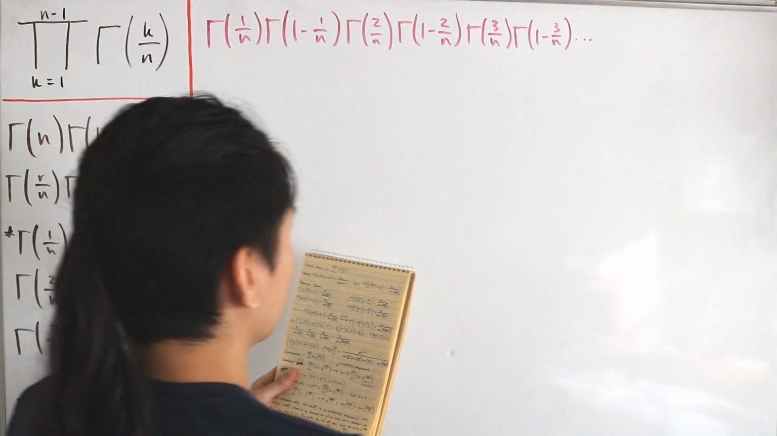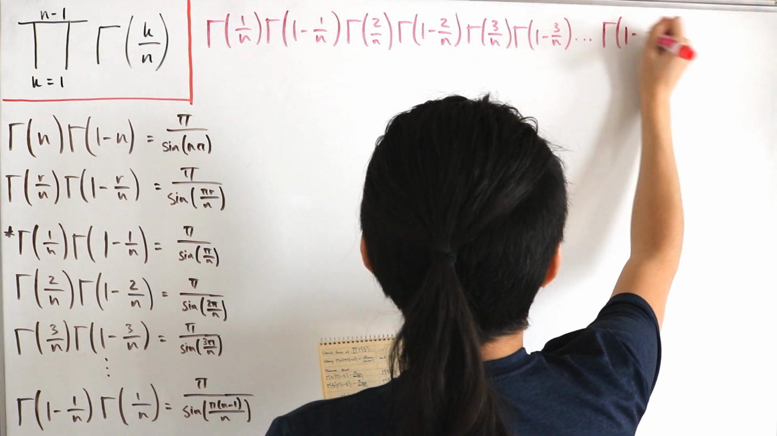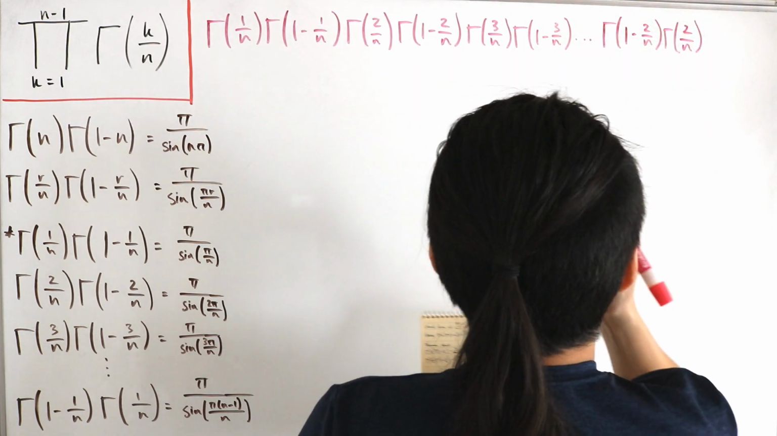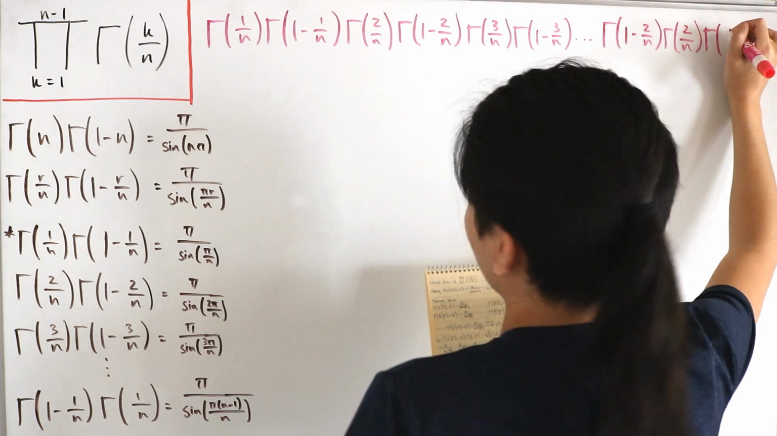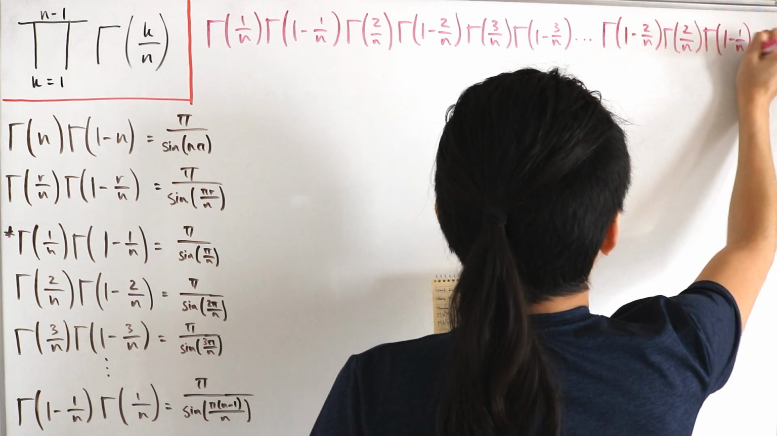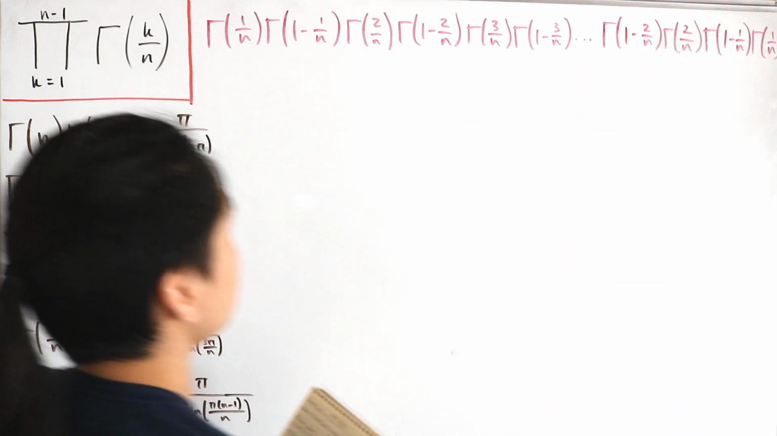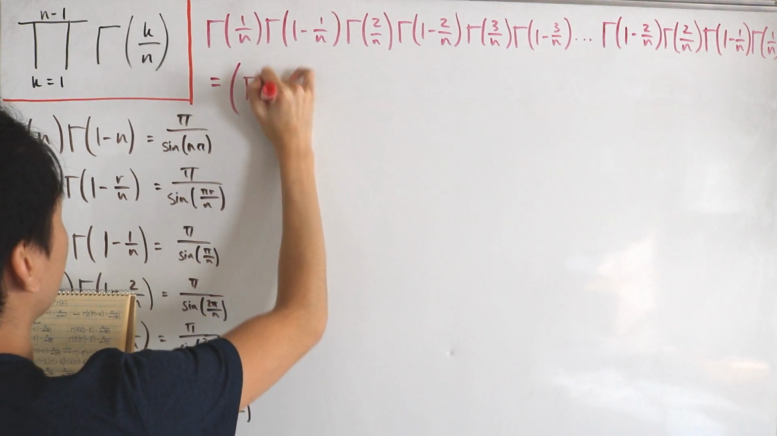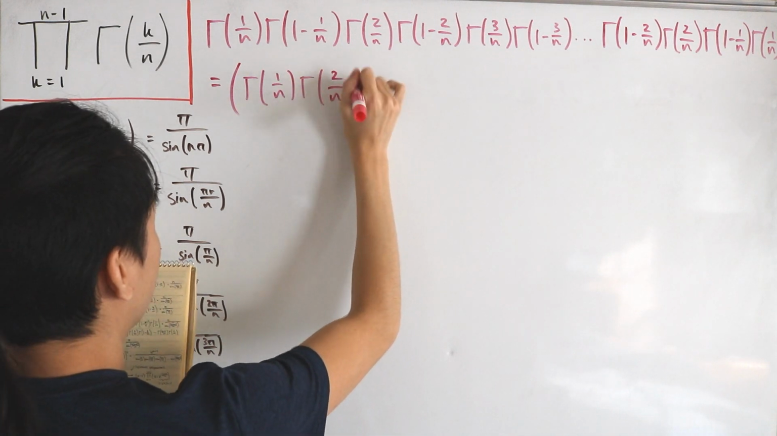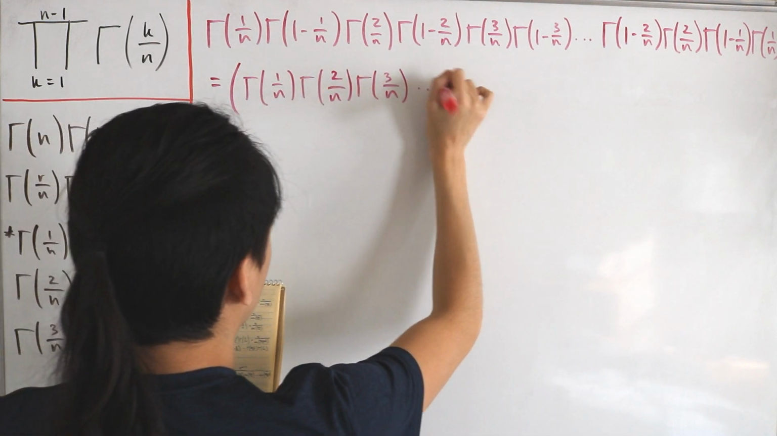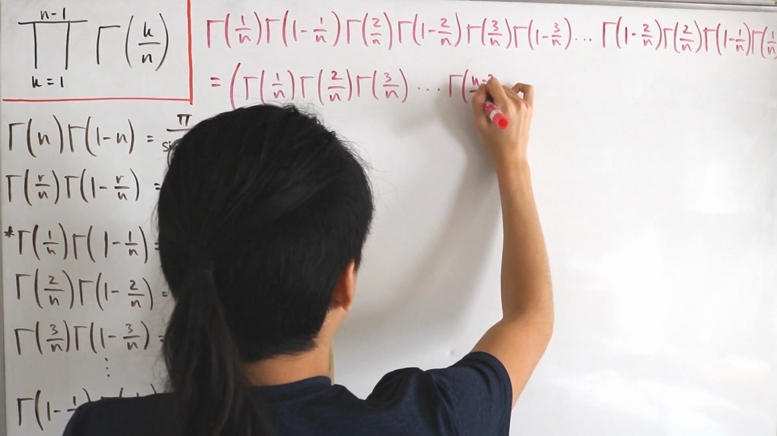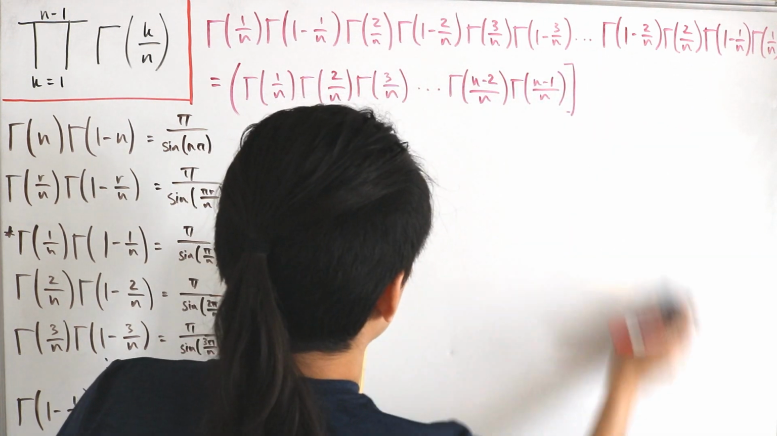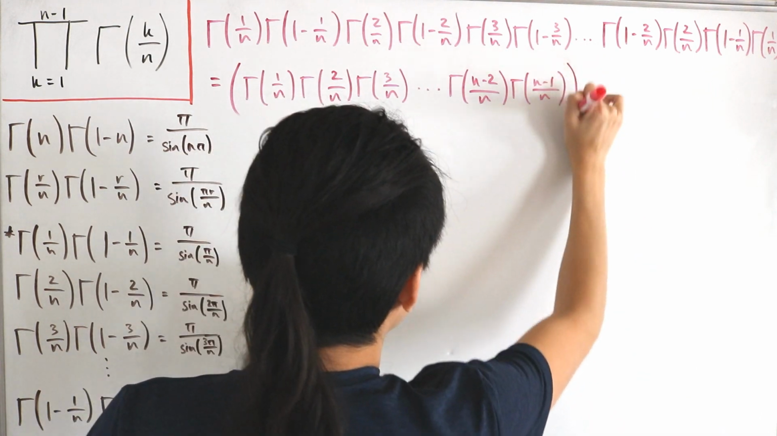If we do something for n minus 2, that means I have gamma of 1 minus 2 divided by n, multiplied with gamma of 2 over n, and then finally we get to the n minus 1 term: gamma of 1 minus 1 over n, multiplied with gamma of 1 divided by n. As you see, we actually have double the copies. So this is a nice way of saying it's everything squared: gamma of 1 over n, times gamma of 2 divided by n, times gamma of 3 divided by n, keep going all the way up to gamma of n minus 2 divided by n, and then gamma of n minus 1 divided by n. All of that in parentheses, quantity squared.